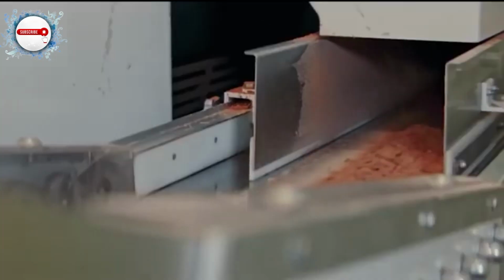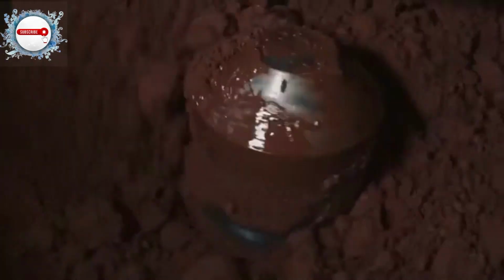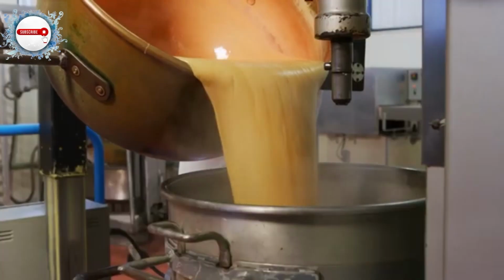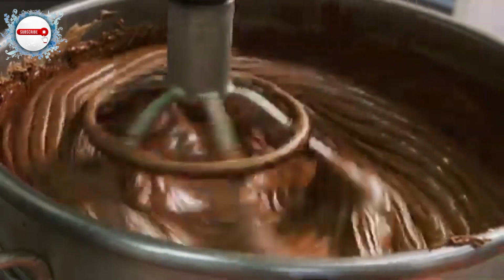The next step is conching, where the chocolate mixture is continuously mixed and aerated to develop its flavor and smoothness. Conching can last anywhere from a few hours to several days, depending on the desired quality of the chocolate. The conching process helps to evaporate any remaining volatile acids, improving the flavor and aroma of the chocolate.